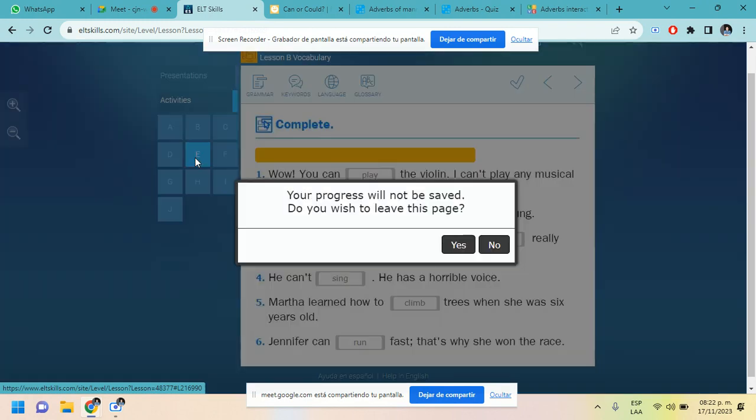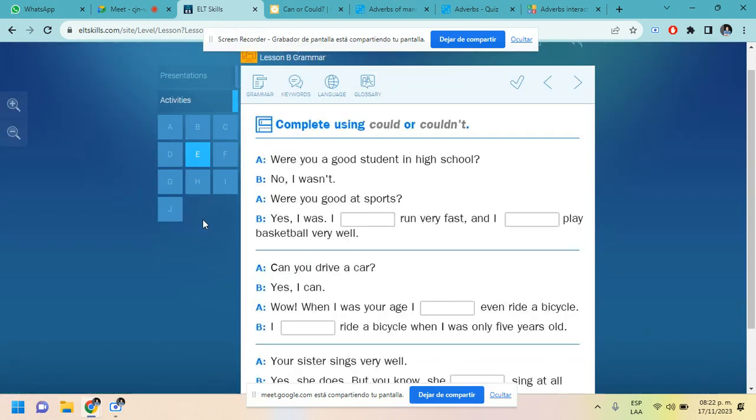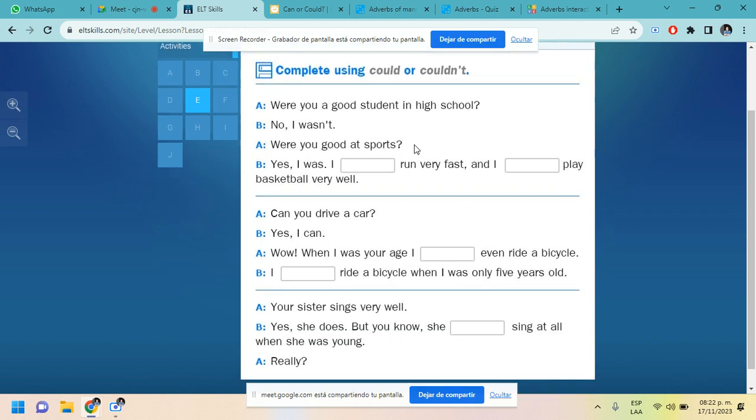Okay, let's continue with our activities. Activity E. Help me to complete with could or couldn't, okay? Let's read this conversation. Let's go like this. Were you a good student in high school? No, I wasn't. Were you good at sport? Yes, I was. Tell me. Yeah, I could run very fast and I.